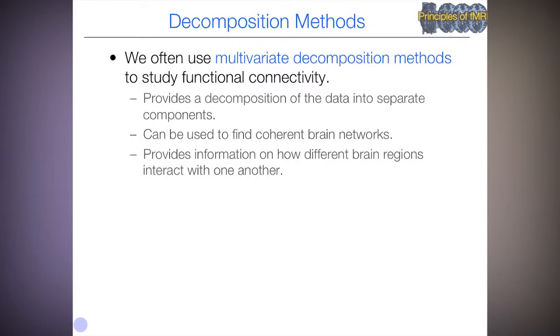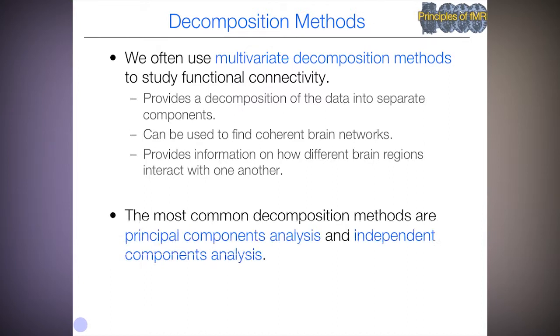So we often use multivariate decomposition methods to study functional connectivity. These methods provide a decomposition of the data into separate components, and they can be used to find coherent brain networks and provide information on how different brain regions interact with one another. The most common decomposition methods are principal components analysis, or PCA, and independent component analysis, or ICA.